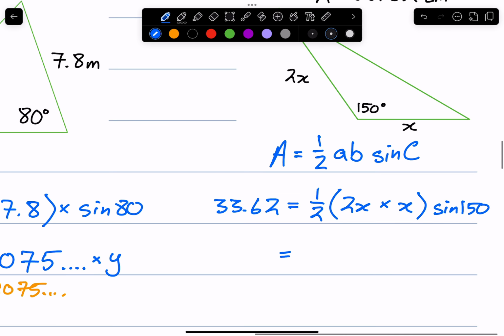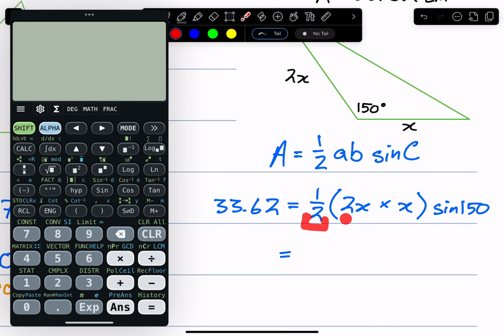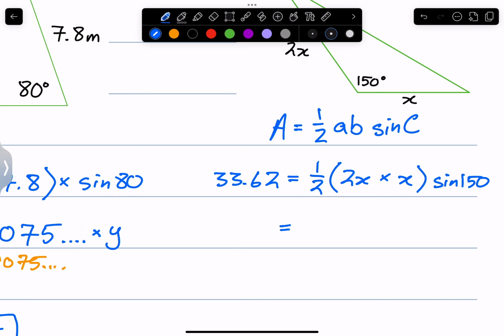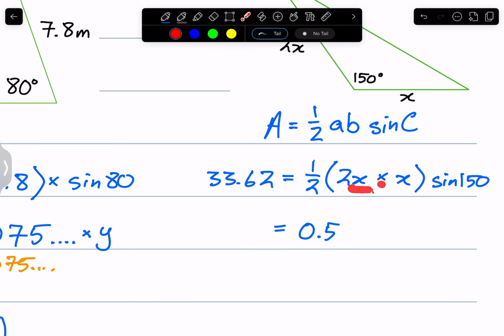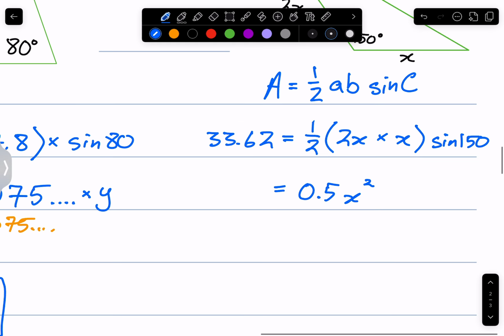Once again, I'm just going to type all the values in that are just numbers. So in this case, I'm going to be typing in half times 2 times sine 150. Interestingly, that gives us 0.5. But now we need to be careful with this type of problem. We have x times x. So that gives us x squared.